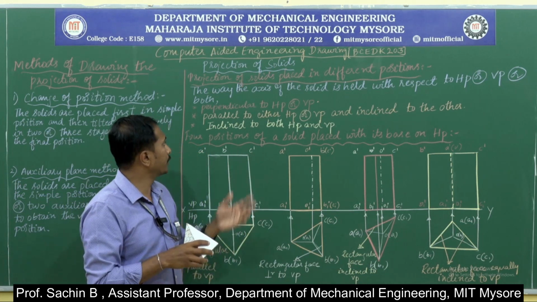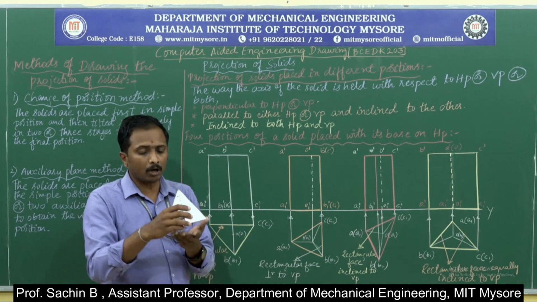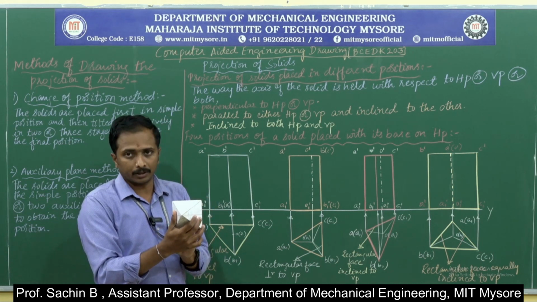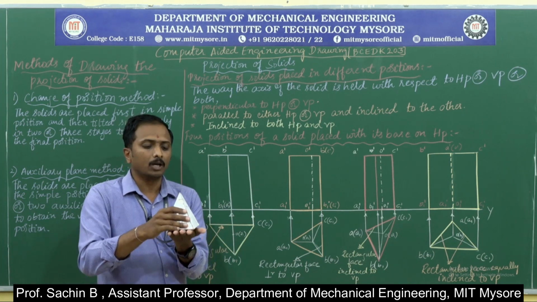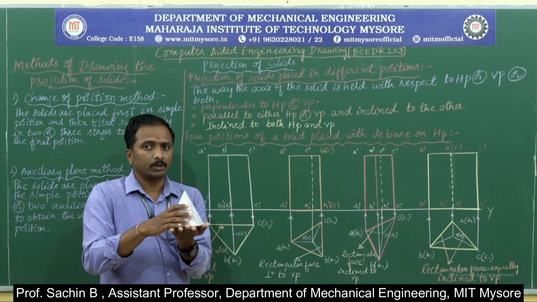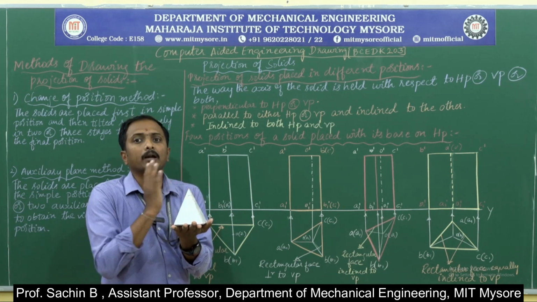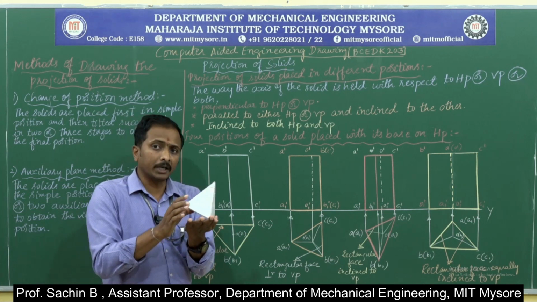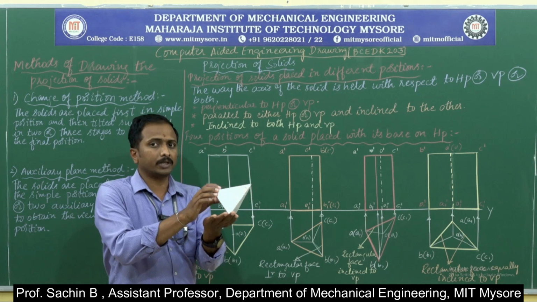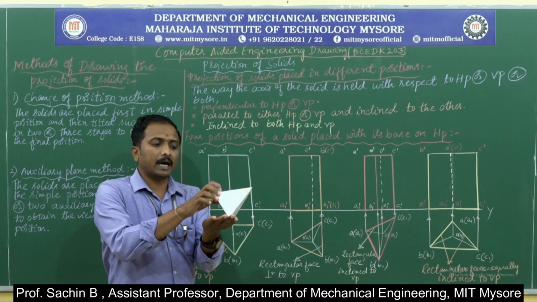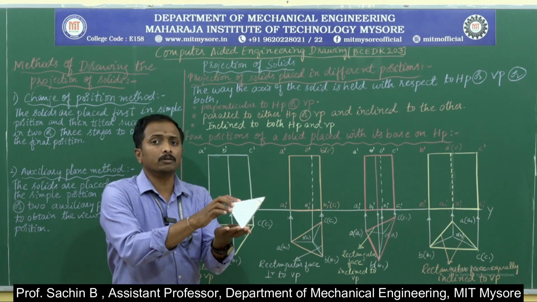When it comes to this particular point, the axis can be kept parallel to either HP or VP, by keeping the object like this or like this, or inclined to any one of the planes; that is also considered. For example, I am going to keep the object like this by making the axis perpendicular to HP and parallel to VP. When it comes to the second position, I am going to tilt the object. Now the object is tilted, but the axis is parallel to VP and inclined to HP.